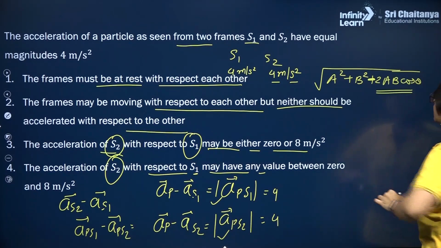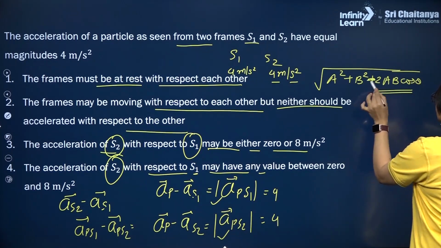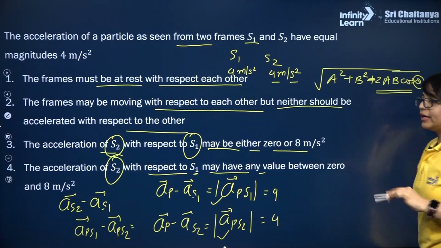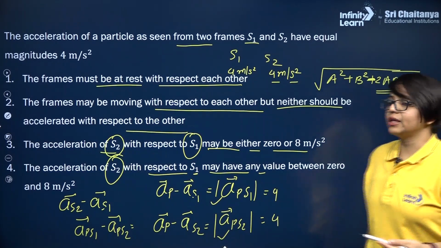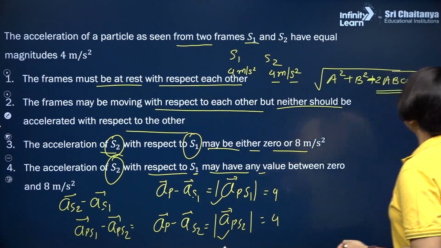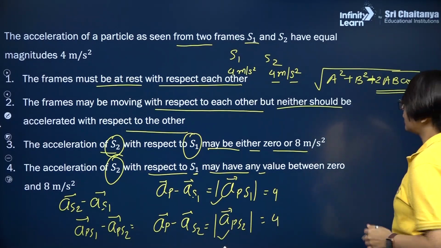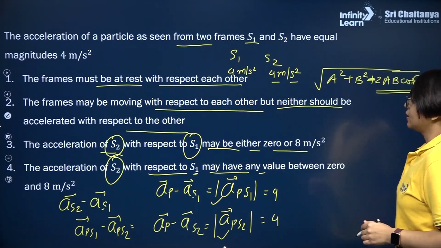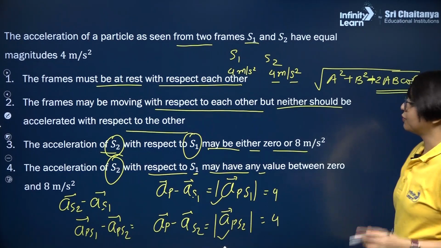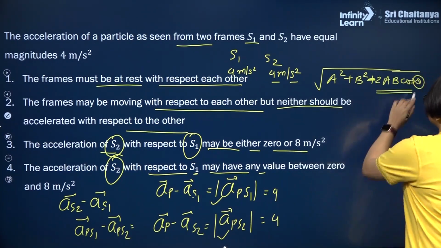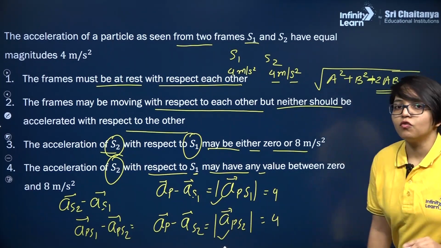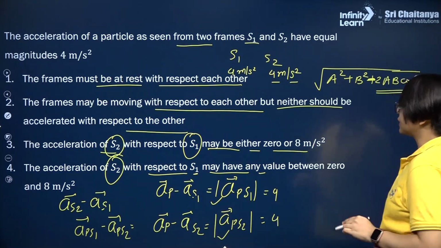So over here, this theta is not given. It can be anything between 0 and 180 degrees, right? If theta is 0 degrees, then subtraction is very simple, 4 minus 4 is 0, and if theta is 180 degrees, subtraction will be 4 plus 4, which is 8 meter per second square.